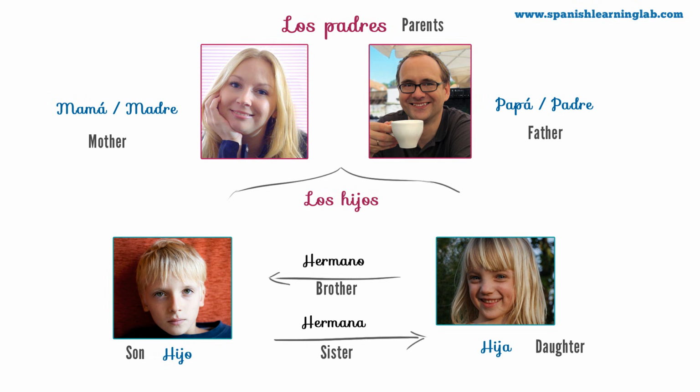Hermanos is how we say siblings in Spanish. For brother we say hermano, and for sister we say hermana. Another common word for children in Spanish is niños. Un niño would be a boy, and una niña would be a girl. Let's review the pronunciation of these words. Los padres, mamá and papá. Los hijos, hijo and hija. Los hermanos, hermano and hermana.